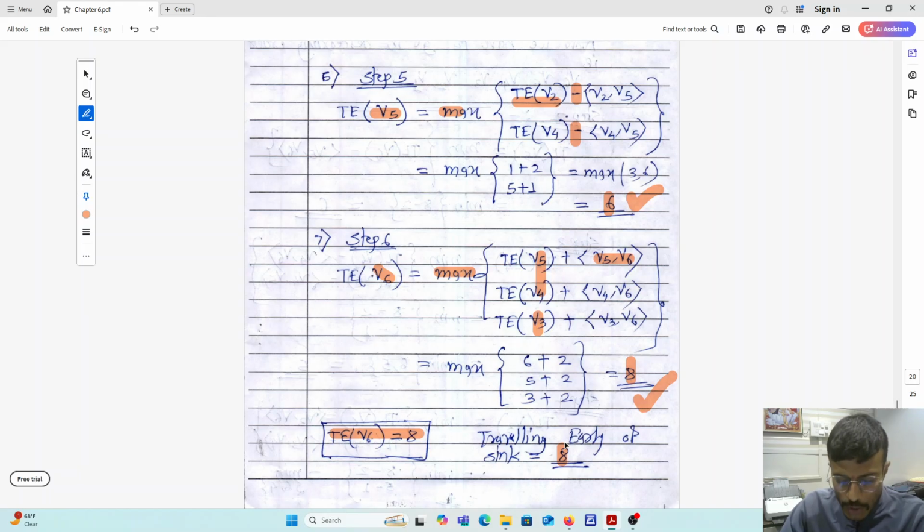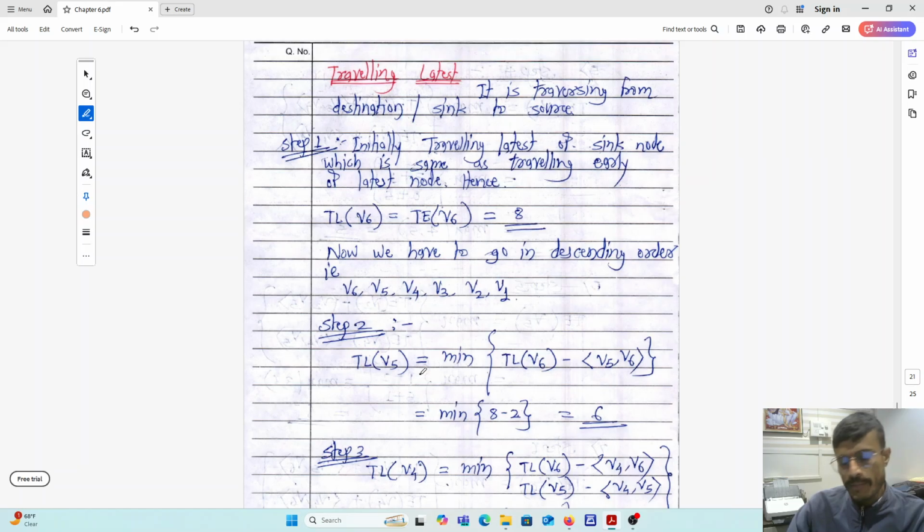So as we reach the sink node, or the destination node, we have to stop our traversing. So that's all for the traveling early method. Now we have to come back from the sink node to the source node. So it is the traversing from the destination or sink node to the source node, that is called traveling latest.